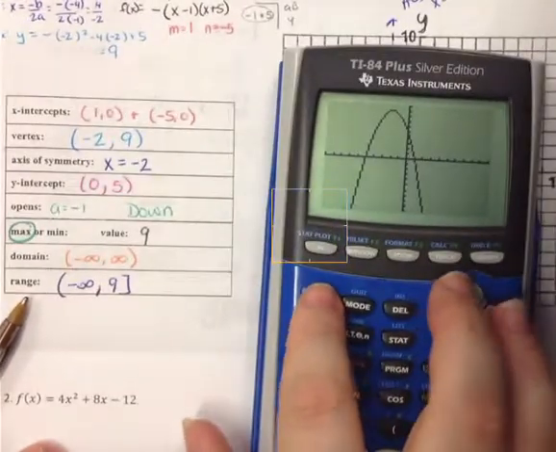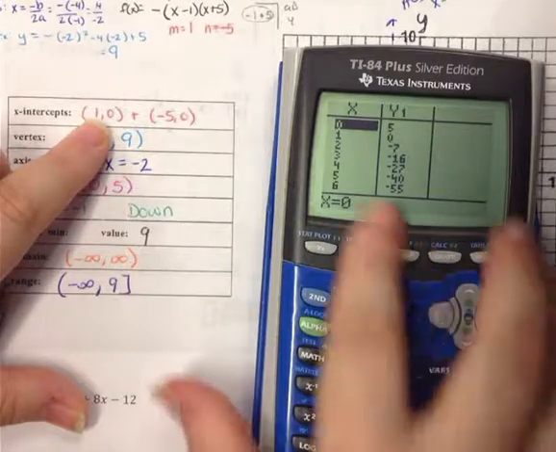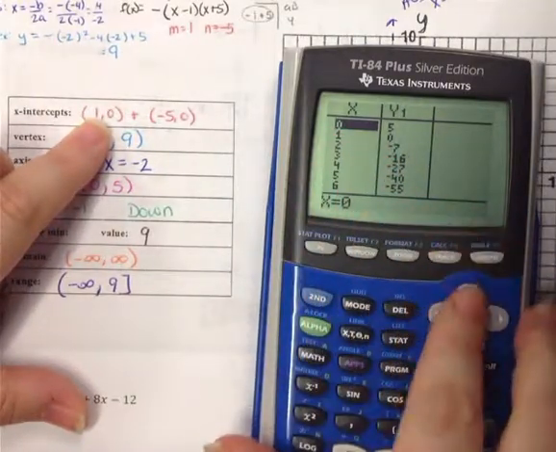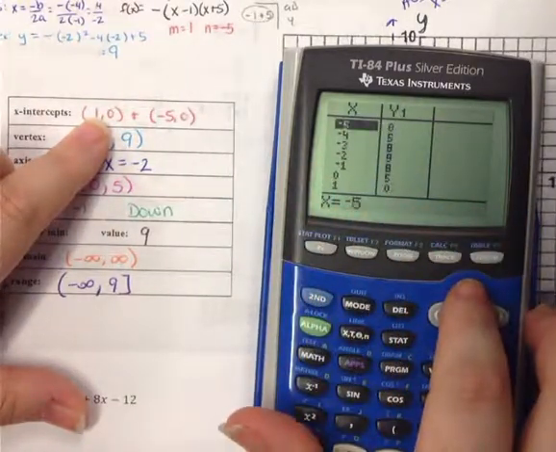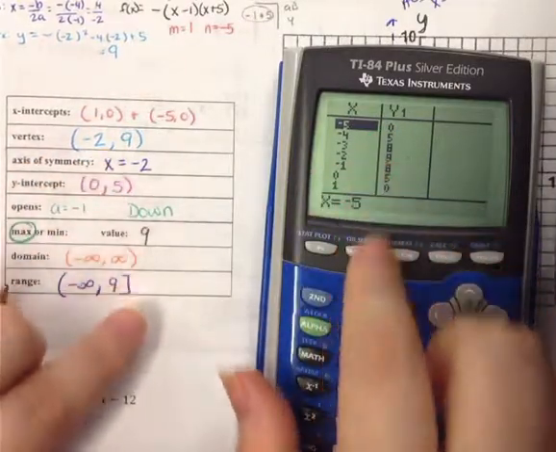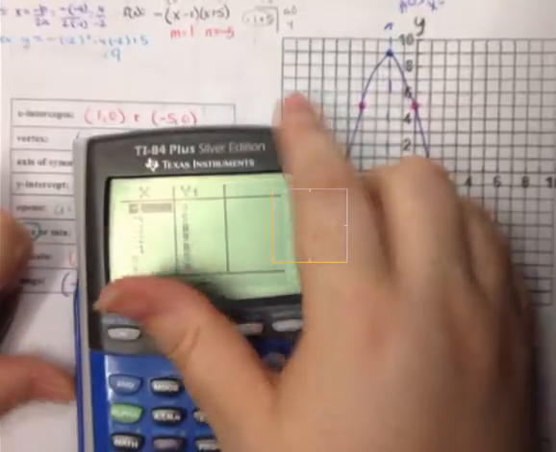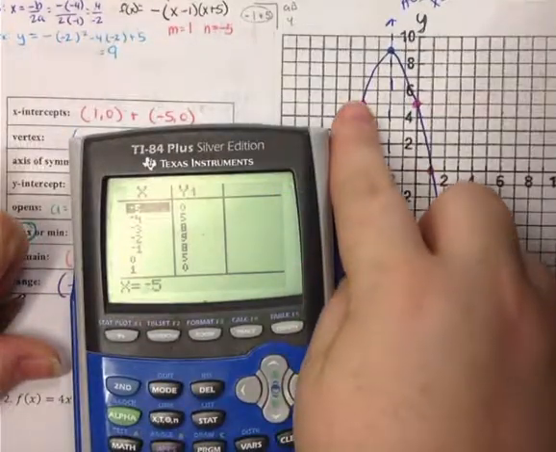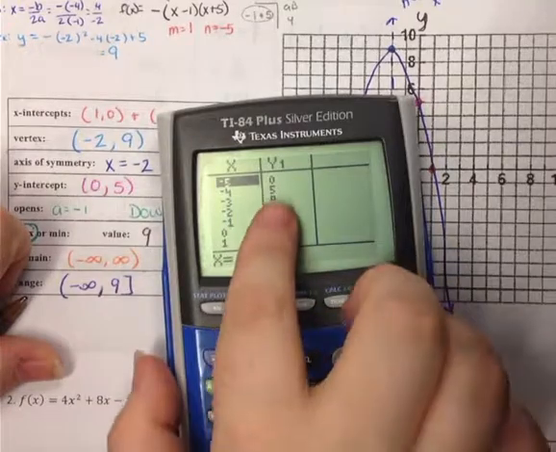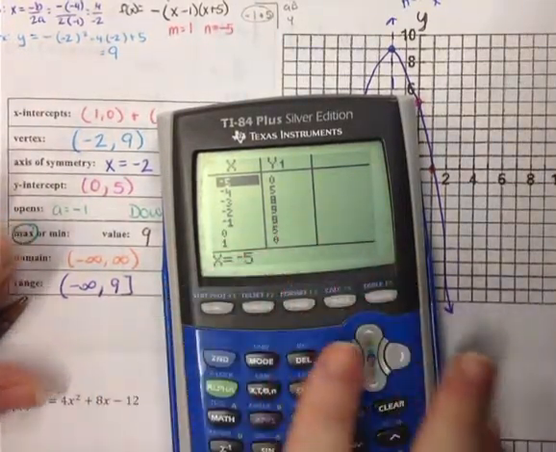So second graph, go to your table. It's 1, 0, which was correct. And then go to negative 5, 0 is correct. Negative 2 is at 9, which is correct. And our 0, 5 is correct. And the other coordinate, our mirror, was at negative 4, positive 5, which is also correct. So these are the coordinates that we definitely want to use.